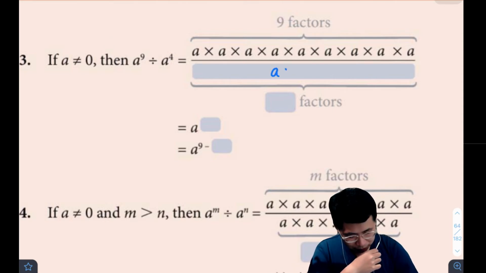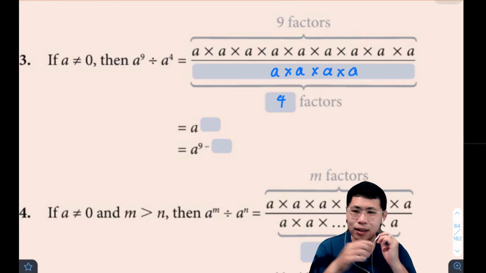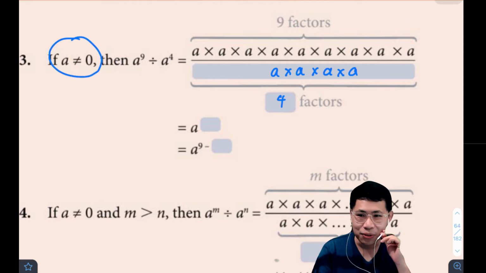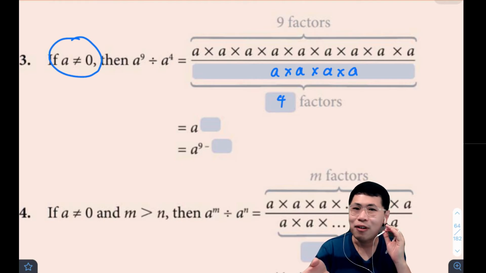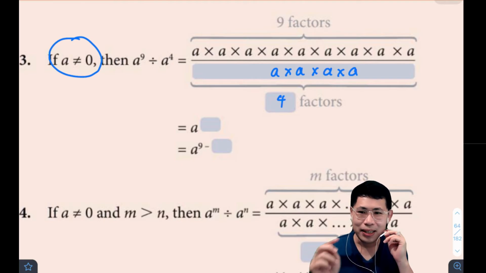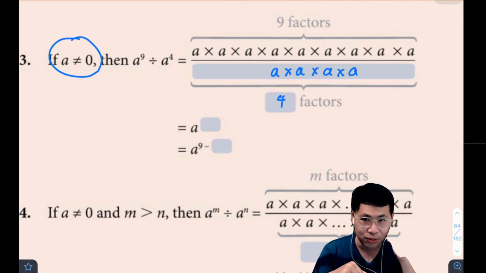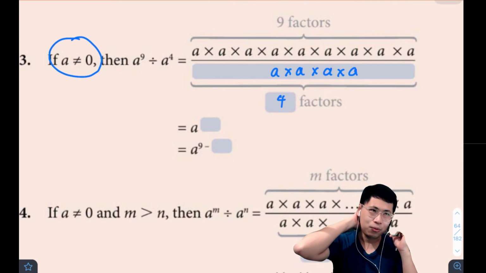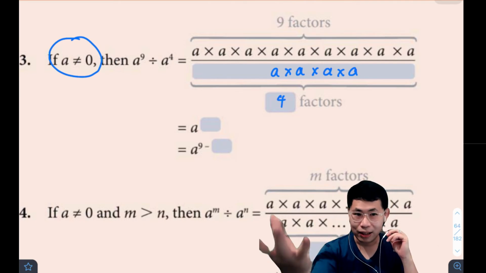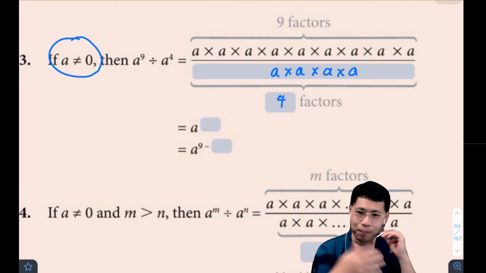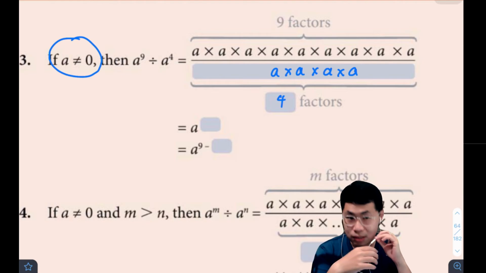Now over here, let me write down first, I have 4 a's at the bottom because a power 4, I have 4 factors over there. Now why did they state the condition that a cannot be 0? Now if a is 0, 0 over 0 would be a very big math error, correct? It is undefined. There's no such value when you take 0 divided by 0. So whenever we take unknowns at the denominator, the variable or the unknowns will not be 0 usually.